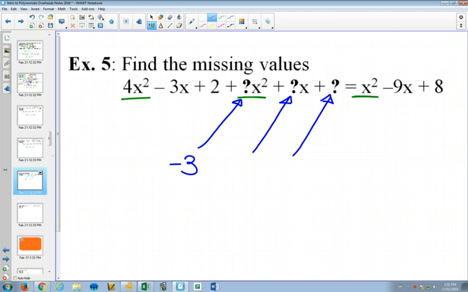If we look at our next like terms, we've got a minus 3x something, and it has to equal negative 9x. 6. 6, positive or negative? I'm not really sure about that. Negative, because you have minus 3 minus 6 more will get you to negative 9. And finally, we have a 2 here, a number all by itself there. It has to equal 8. And it would have to be positive 6.